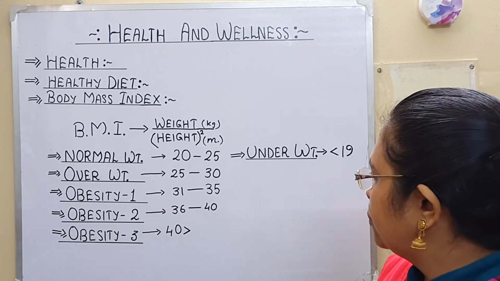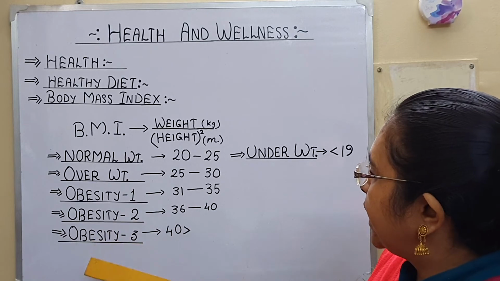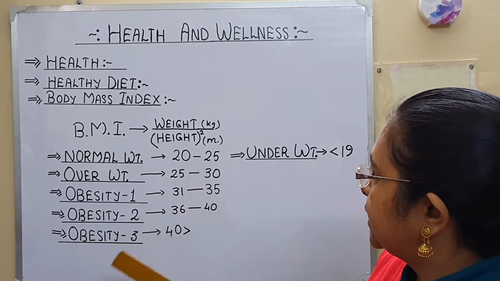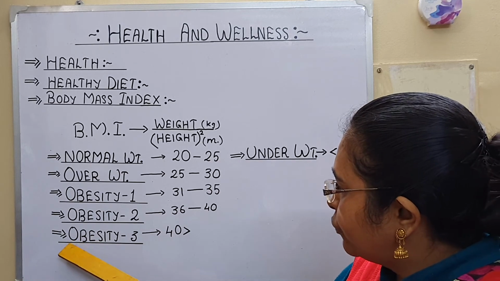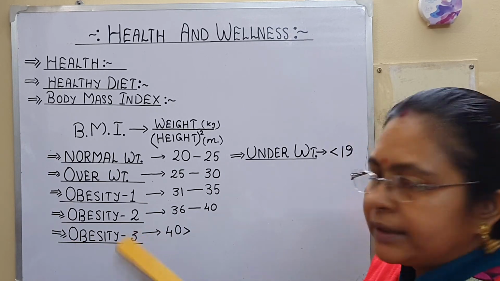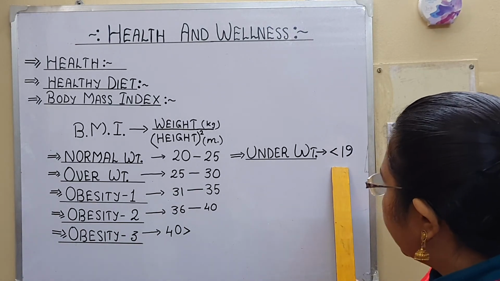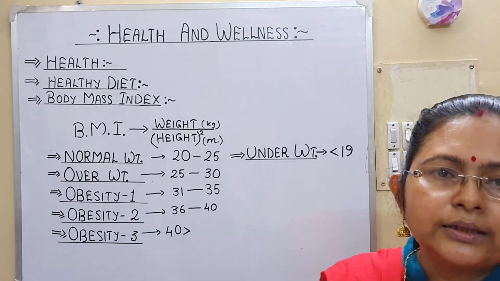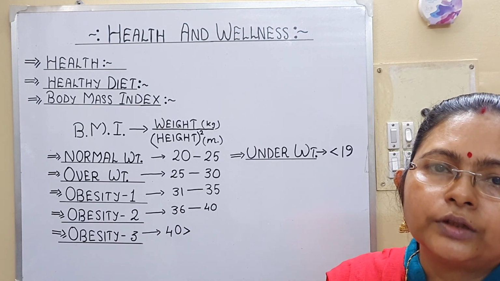So for this reason, to define how we can assess that a person is healthy: if the person is moving towards obesity 3, then it is unhealthy, and if the person is moving towards underweight, that is also unhealthy. So in this way, BMI helps us calculate fitness.